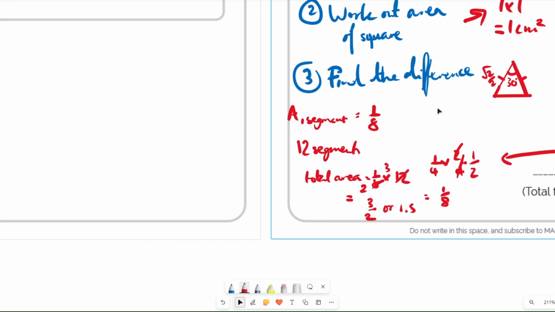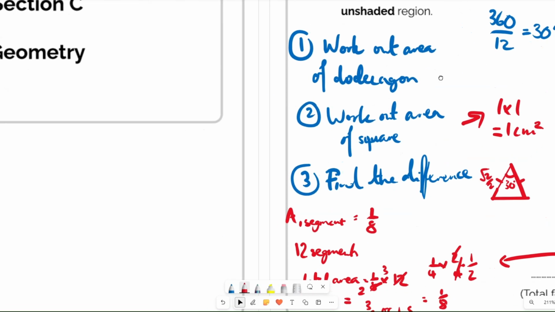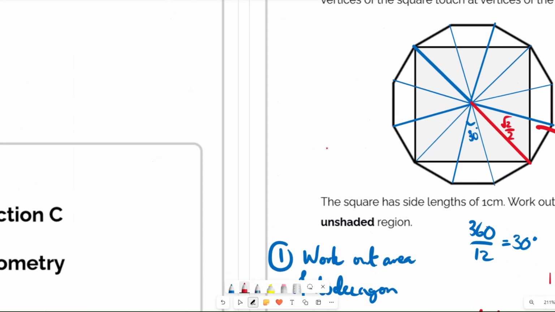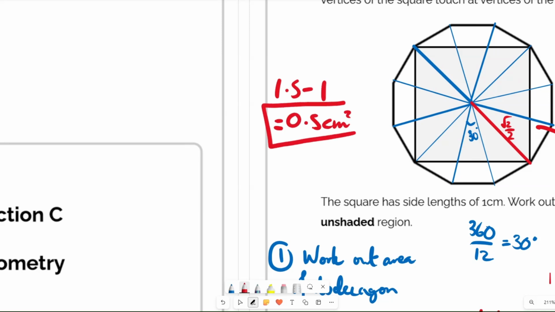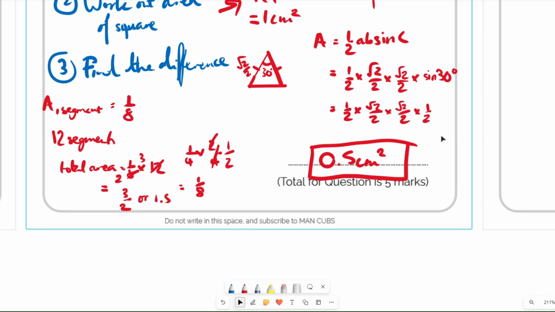And now that we know what that is, we can also just work out the area of the shaded region, can't we? So remember our steps. We found the area of the dodecagon, we found the area of the square, and we just find the difference. So it's just going to be 1.5 minus 1, which is 0.5 centimeters squared, and that is the area. That is literally it. So let's just write that on the line. You could probably also write it as a half as well if you wanted. Let me just rub this bit out here. Let's just write it 0.5 centimeters squared, like so, and that is our final answer.